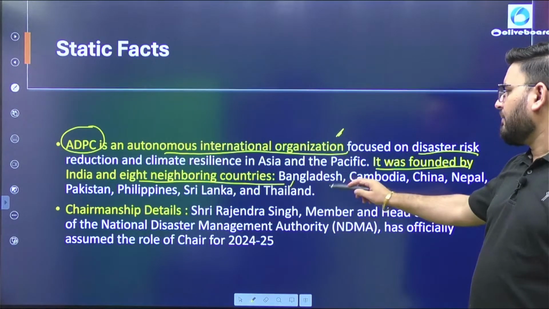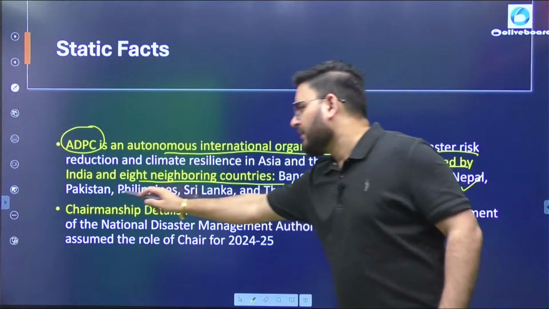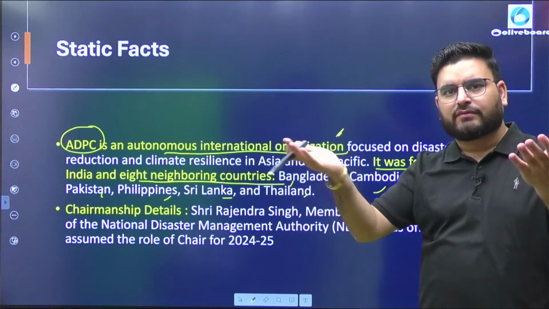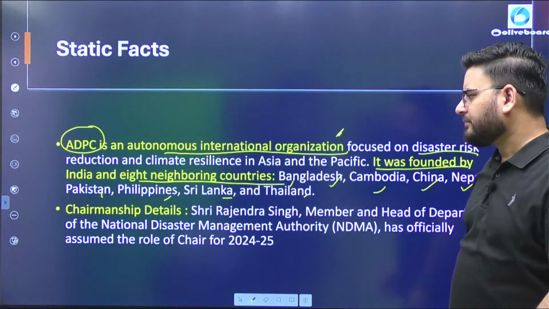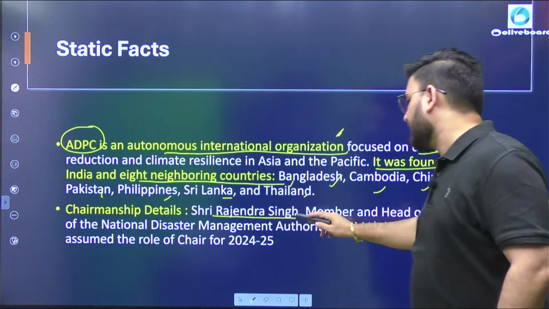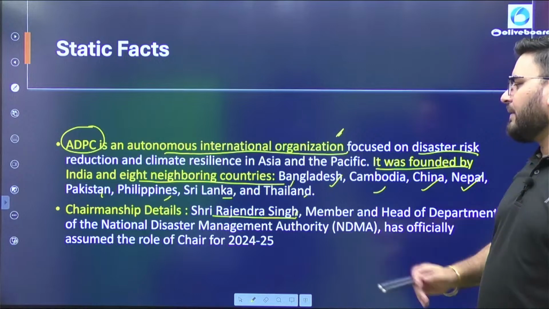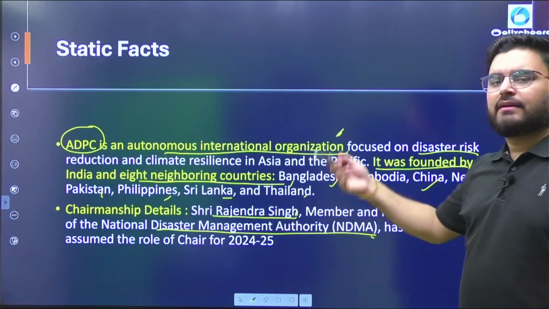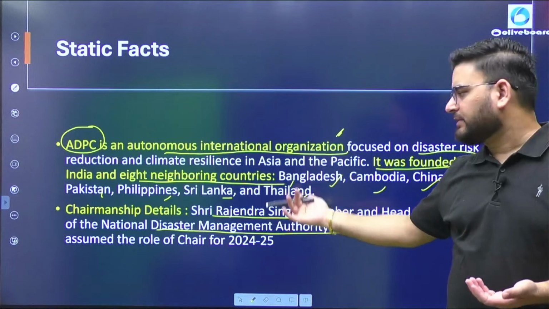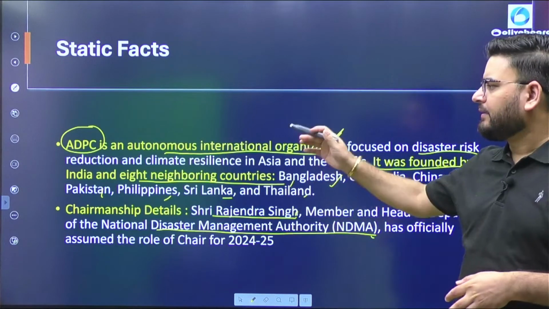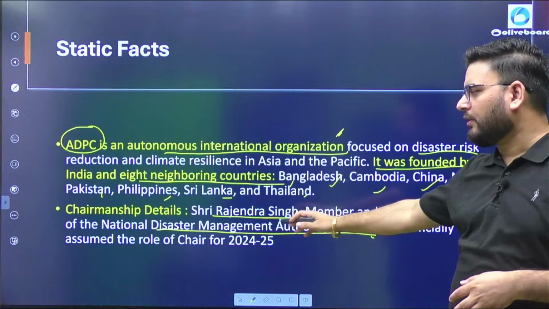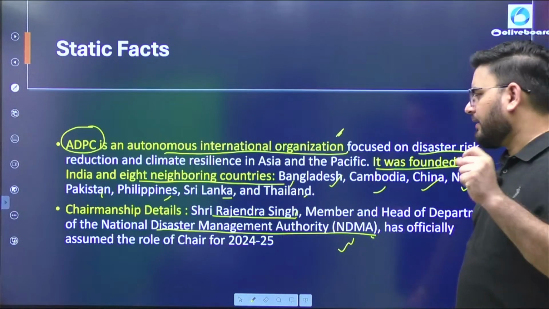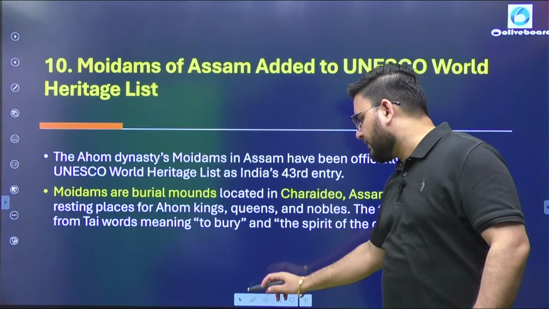What are the neighboring countries of India? Bangladesh, Cambodia, China, Nepal, right? Pakistan, Philippines, Sri Lanka, and Thailand. So not the exact boundary, but the part of the Indian Ocean, right? And see Rajendra Singh, member and head of the Department of the National Disaster Management Authority. He has now become the chairperson of ADPC. Right? He is also already the head of the National Disaster Management Authority. Now we have to read about this.